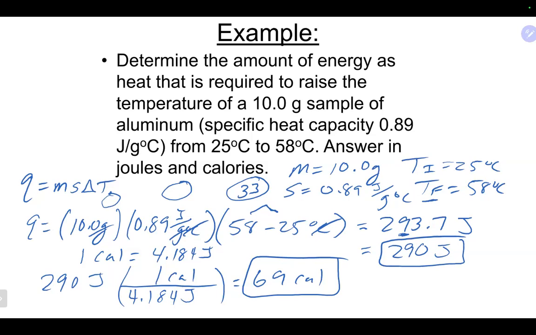All right. So again, in these types of processes here, you would just want to keep track of what you're doing mathematically, right? And clean it up to the right sig figs at the end there.